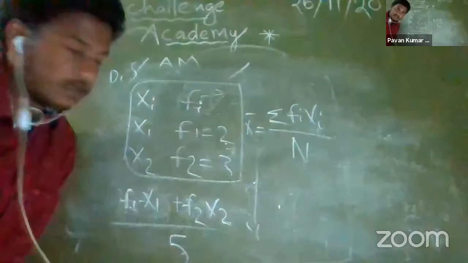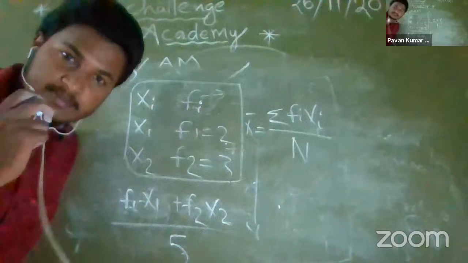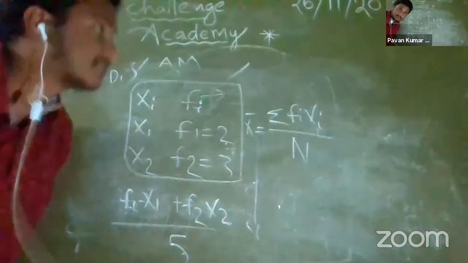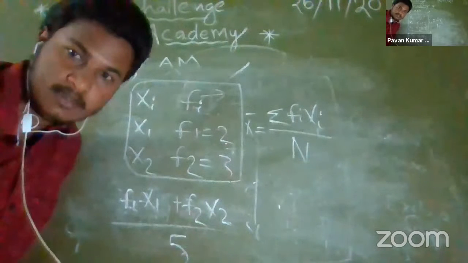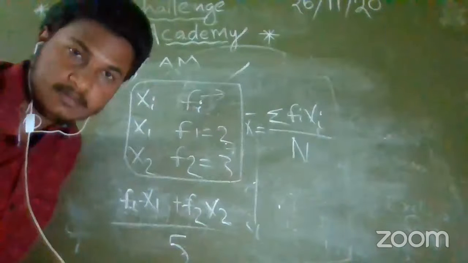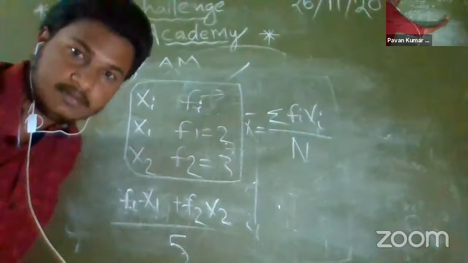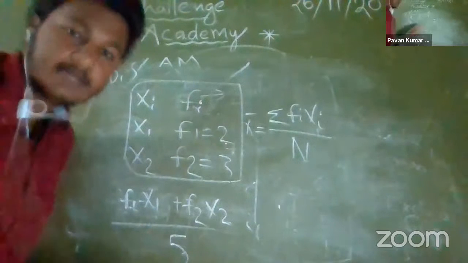If you understand these basics, then you can understand later complicated, complex statistics. Okay, I'm continuing. Seems no doubt, sir. Okay. This is the discrete formula proof.